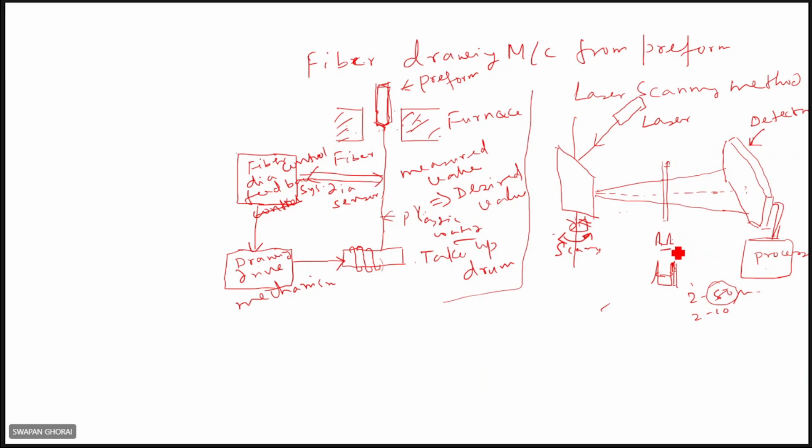Different methods are there to measure the diameter of the fiber. But because the diameter is of the order of microns, an ordinary screw gauge method and those things cannot be used. So that is the fiber diameter.